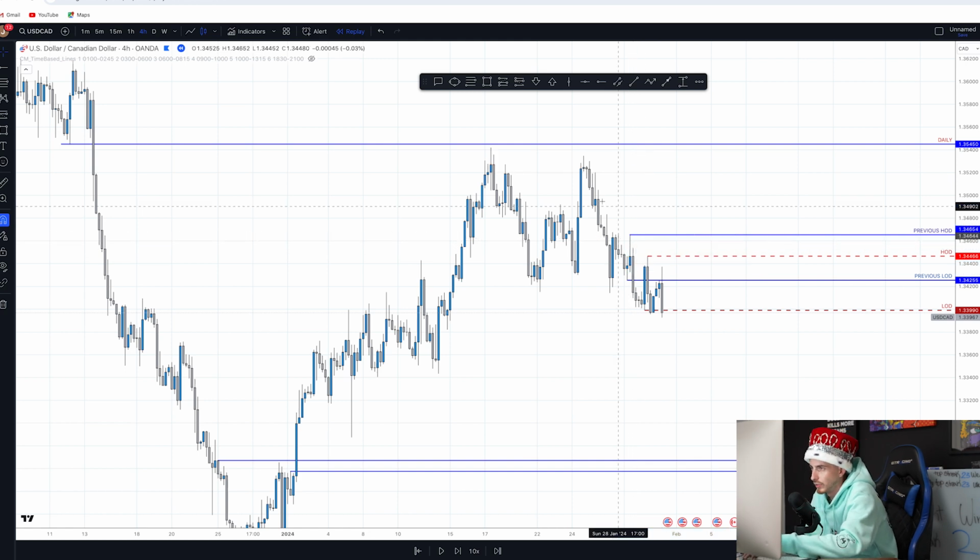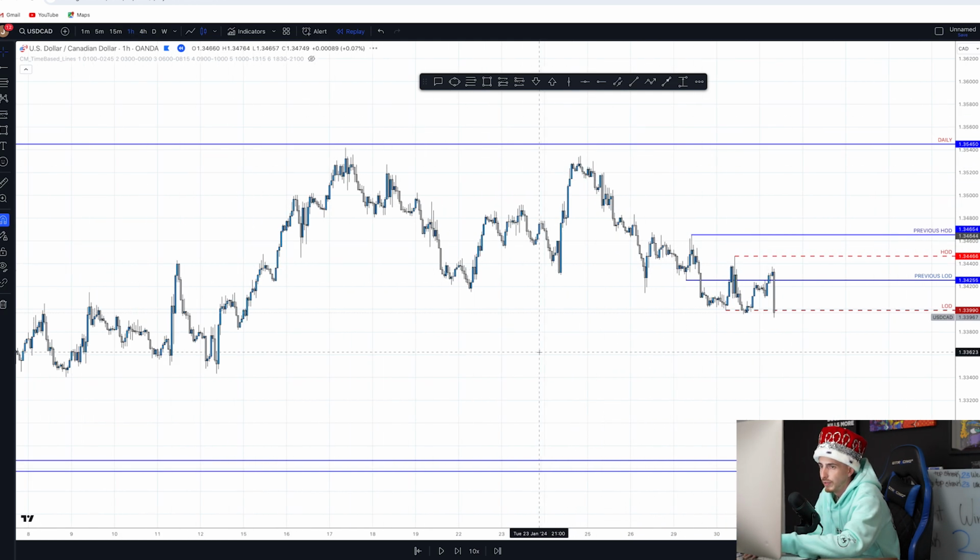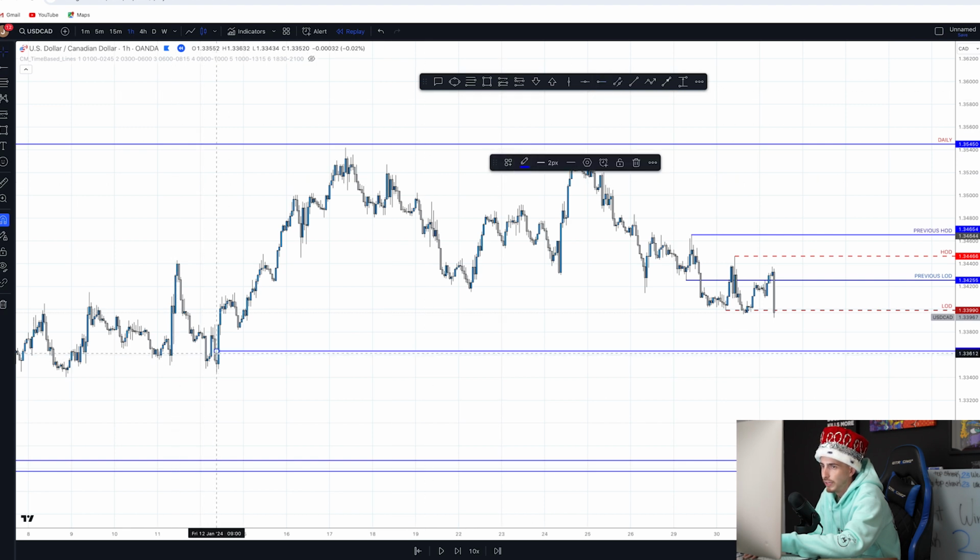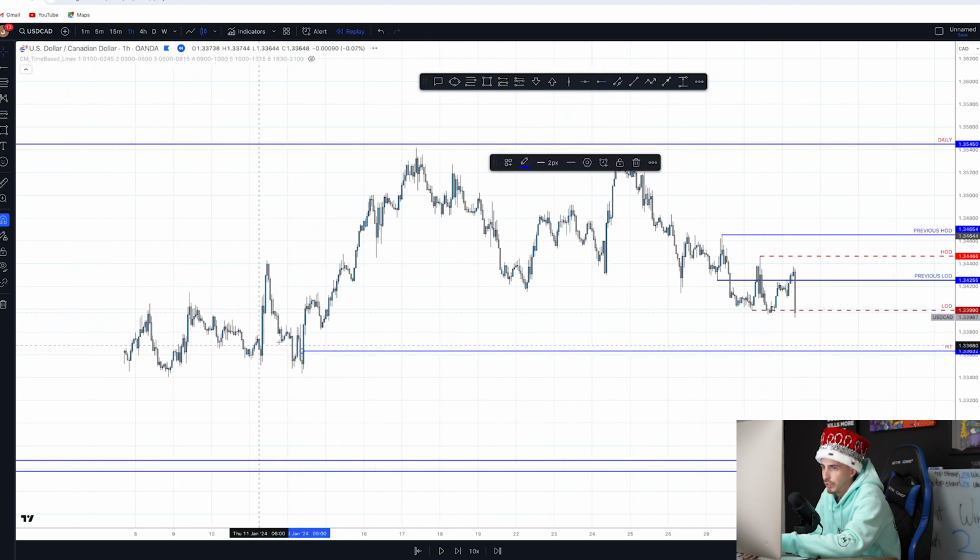So now let's go to the H1 time frame and see what we got. On the H1 time frame, we can identify that this is definitely the next relevant target for price, the H1 demand that created this push to the upside. So this is the next target for price.